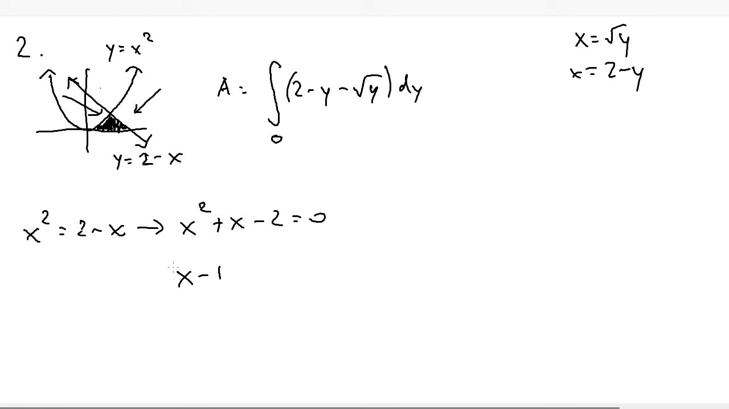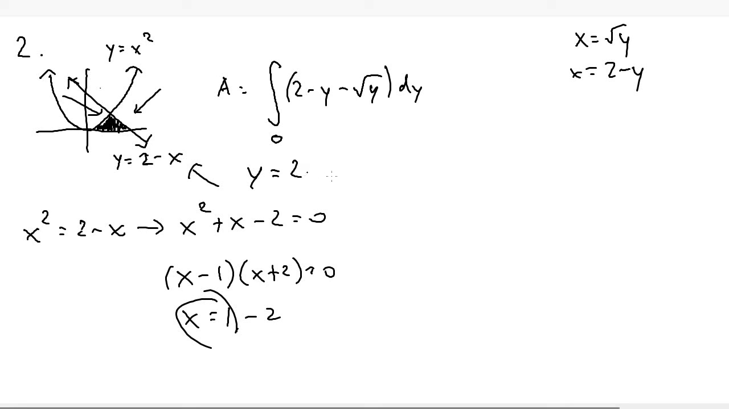So we have x minus 1 and x plus 2. And that means x is going to equal 1 and -2. Right now we only need the x value of 1 because -2 is over here and we're not looking for that. So I can plug 1 into any of these equations to find the y bound. Let's just plug it into this one here. So y equals 2 minus 1. So the y value where they intersect is going to be 1. So those are my bounds from 0 to 1.